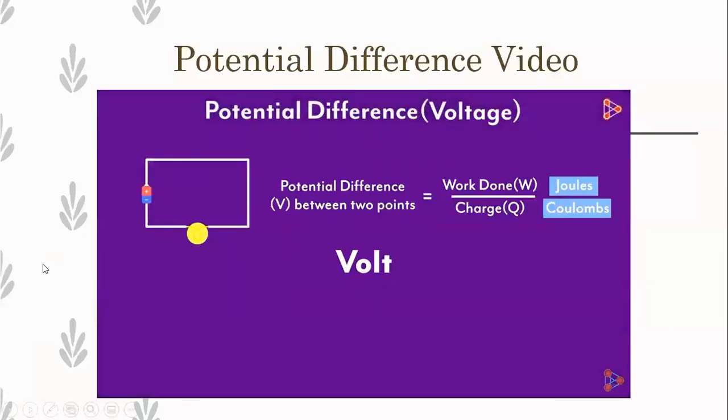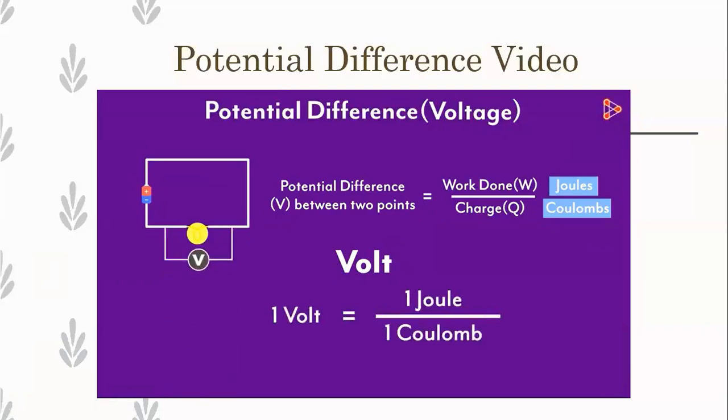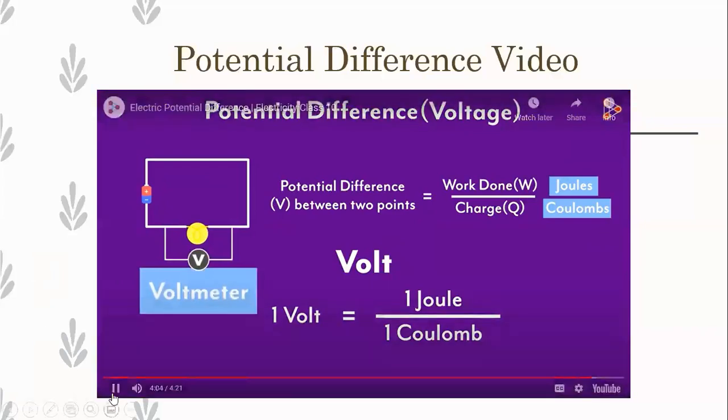It is the potential difference between any 2 points when 1 joule of work is done to move a charge of 1 coulomb from one point to another. The potential difference is measured by an instrument called a voltmeter. Okay, we're going to stop here. We're going to discuss what voltmeters are later on, but you didn't need to know that now.